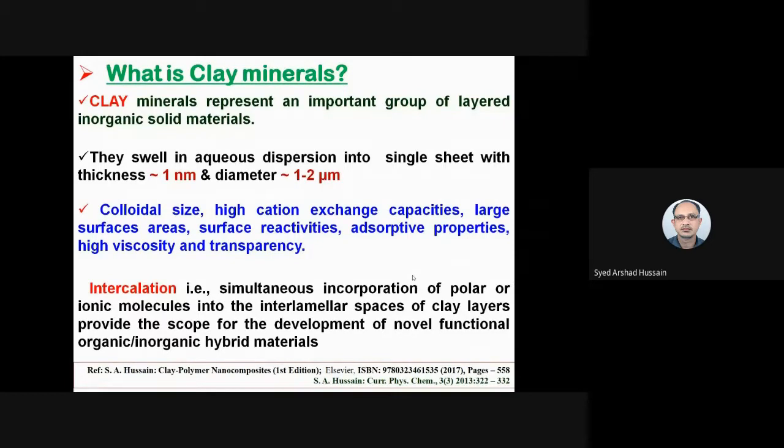But the main interesting property of clay is intercalation. That is, it is possible to incorporate both polar as well as non-polar material within the interlamellar space of the clay layer, and this property makes clay an ideal host material to incorporate organic material within the system.